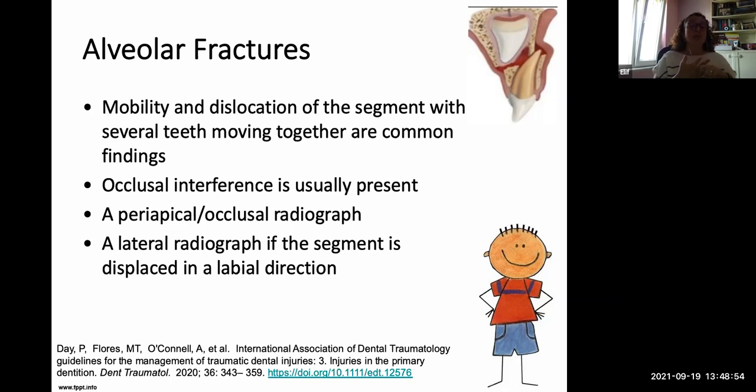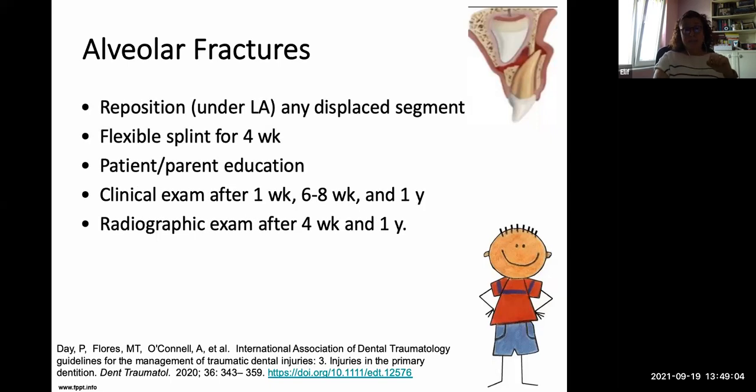So we need to take a radiograph. And sometimes if the segment is displaced in a labial direction, a lateral radiograph might also be needed. The thing that needs to be done is we should reposition the displaced segment, of course, under local anesthesia, and we need to make a flexible splint for 4 weeks. Also, patient and parent education are needed, and clinical and radiographical follow-ups extended to a year are also required.